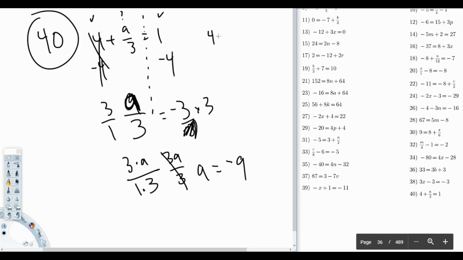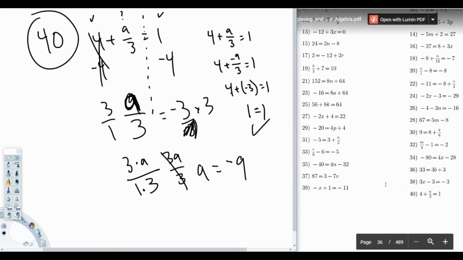And let's check. Let's check this to see if it works. 4 plus a over 3 equals 1. 4 plus -9 over 3 equals 1. 4 plus -9 divided by 3 equals -3 equals 1. 4 plus -3 equals 1, and that equals 1. That works. You can always check your answer.